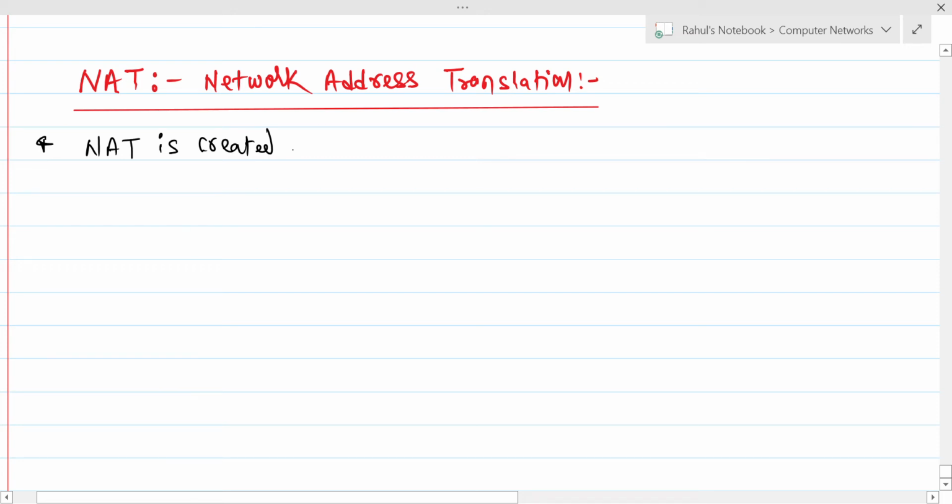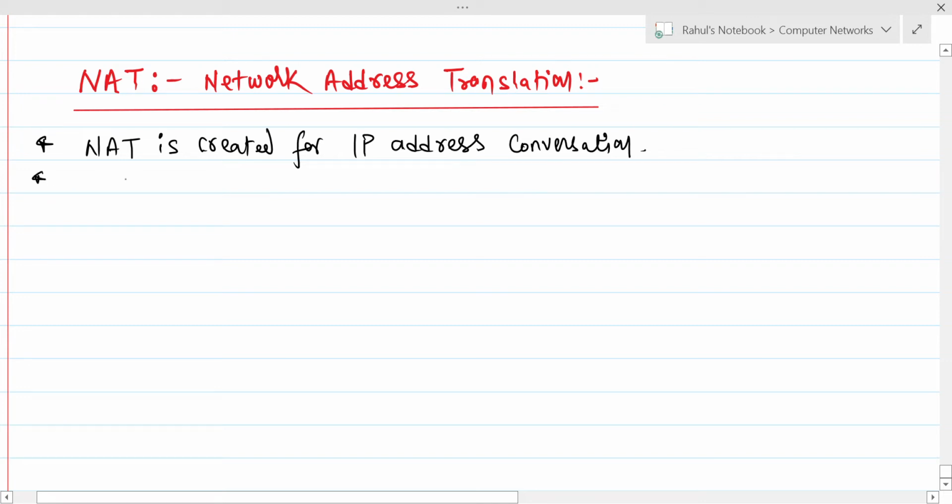Network address translation is created for IP address conversion. Right, I will tell you what exactly it is. Just write the points first.